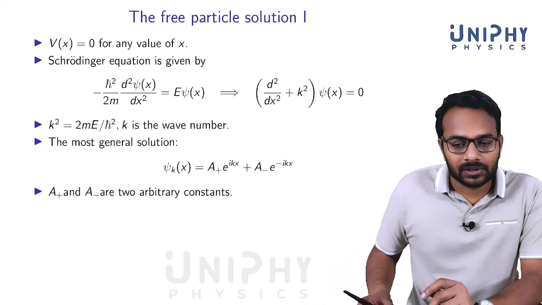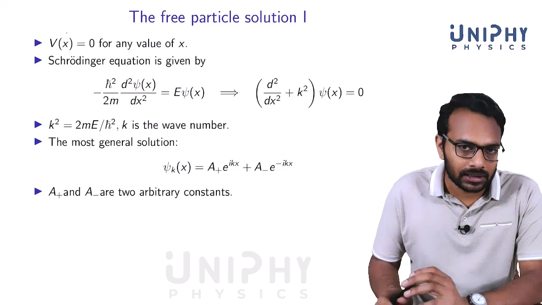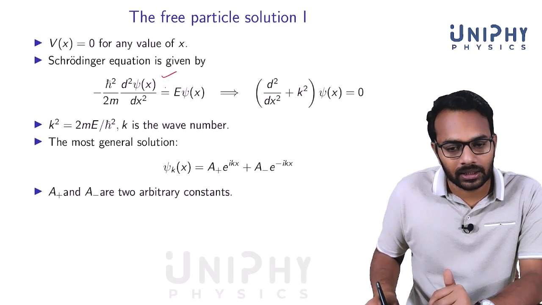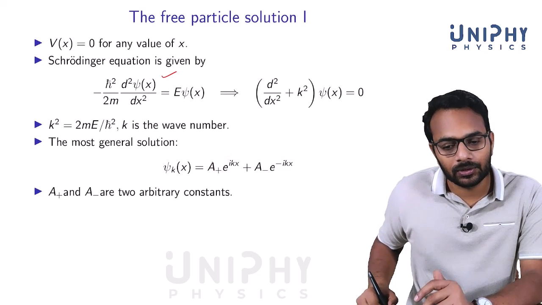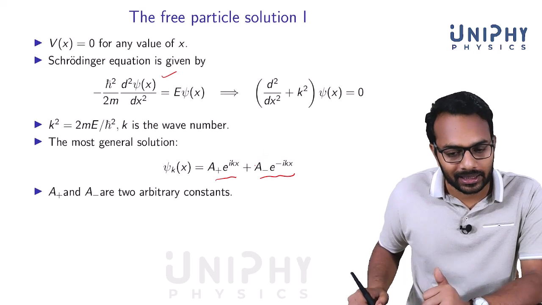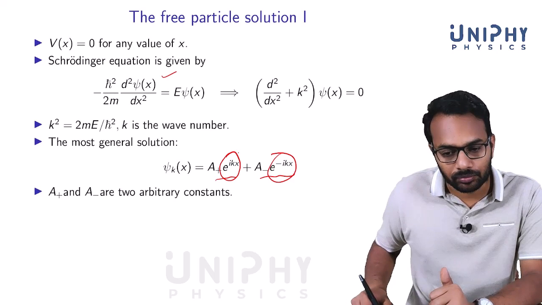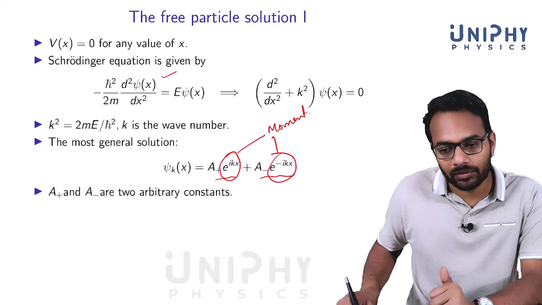So first we go to a free particle solution, V is equal to 0. It's free to go anywhere. Then you write down the Schroedinger equation with V equal to 0. We get it in this form. We can write the most general solution: A e raised to ikx plus B e raised to minus ikx. And you will see that these are eigenfunctions of momentum, also known as plane wave solutions.